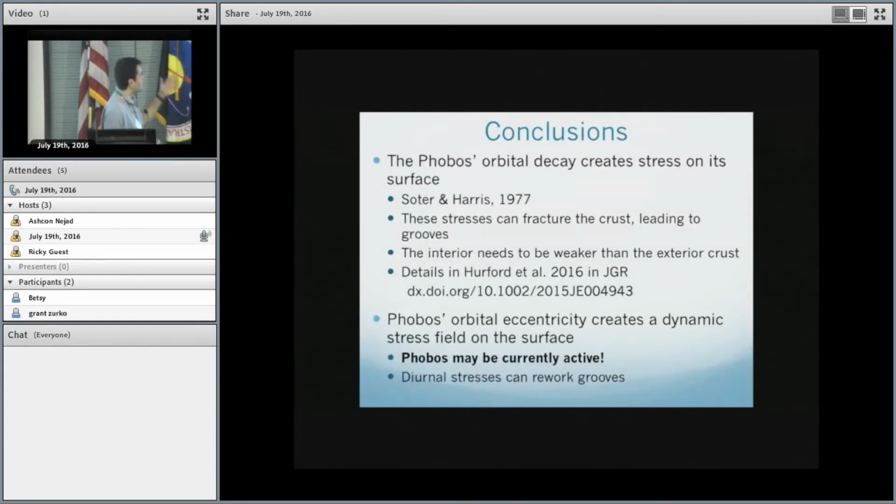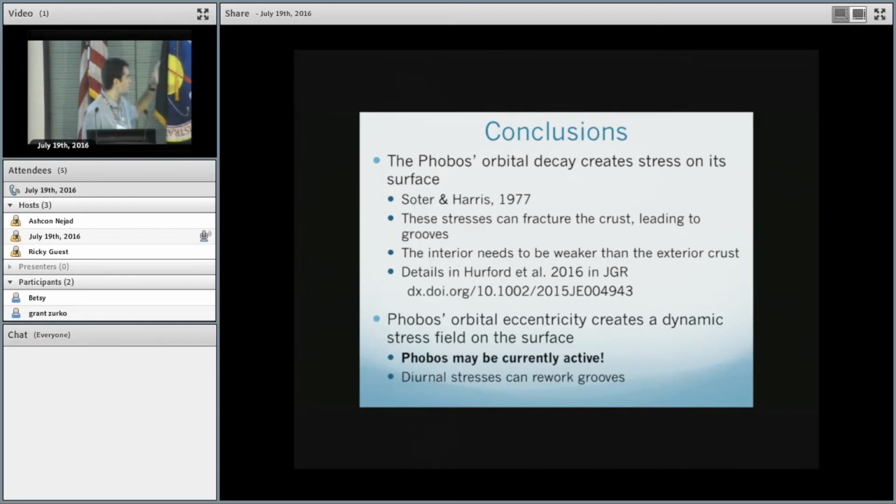And so in conclusion, we think that the orbital decay of Phobos can create enough stress to produce the fractures we see on the surface. This isn't a new idea. Soter and Harris proposed it in 1977, but they treated Phobos as a homogeneous sphere, and it's very hard to get high levels of stress under that condition on the surface. You would need almost all of the migration from the synchronous point to where it is currently to get enough stress to fracture the surface, and it would barely work, and it would probably argue that all the grooves formed at the same time. Whereas with the two-layer model, we can produce those stresses throughout the history of Phobos, leading to many generations of grooves.